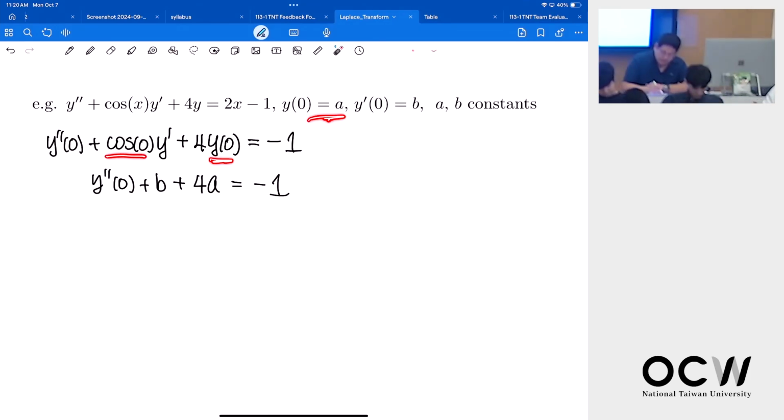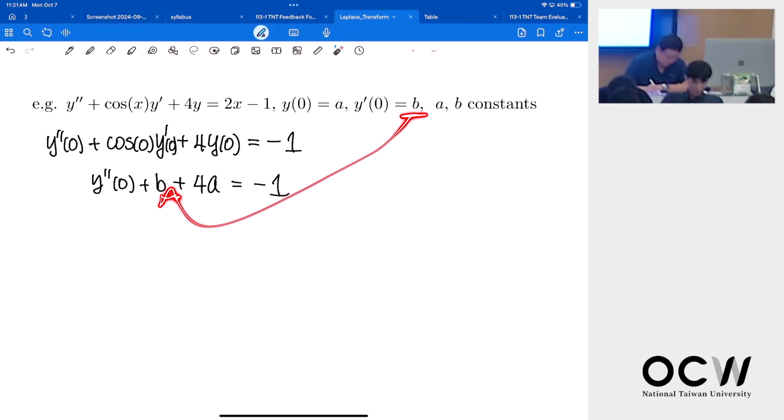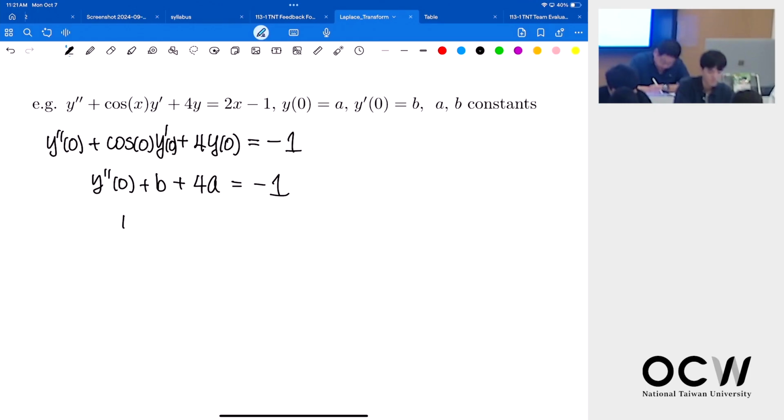Cosine 0 is what? Cosine 0 is 1. So here is 1. y prime, here we should put y prime of 0. y prime of 0 is b, so that's why we have b. Okay, y double prime of 0. So y double prime of 0 will be minus 1 minus b minus 4a.